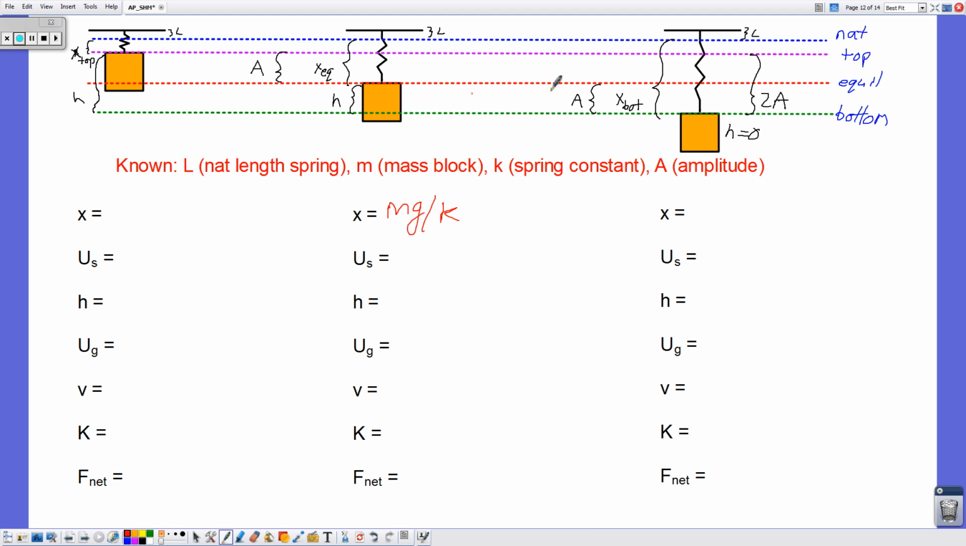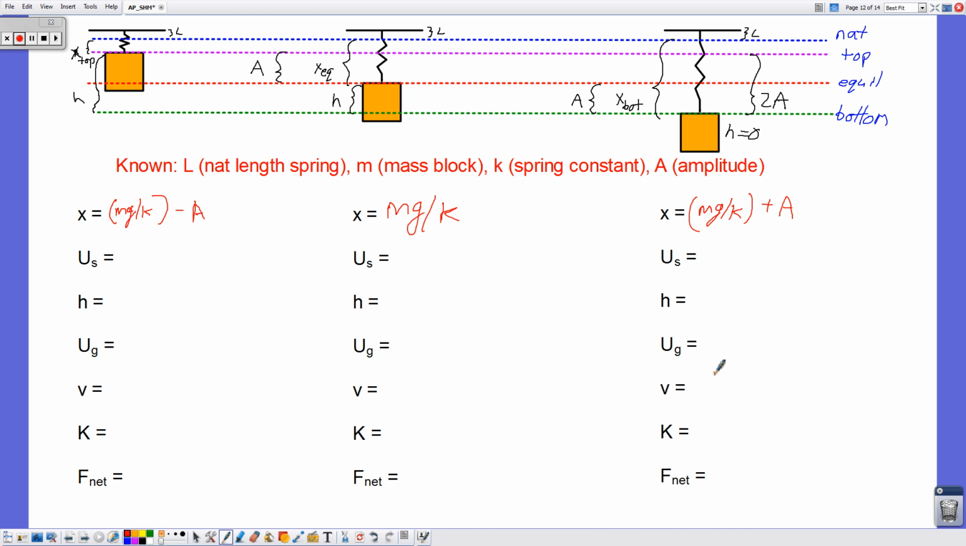Let's go over here. If blue to red line is mg over k, and red line to green line is A, the amplitude of the oscillation, then blue line to green line is going to be mg over k plus A. Over here, if blue to red is mg over k, and red to purple is A, then blue to purple is going to be mg over k minus A. Wow, it's like you're using logic or something.